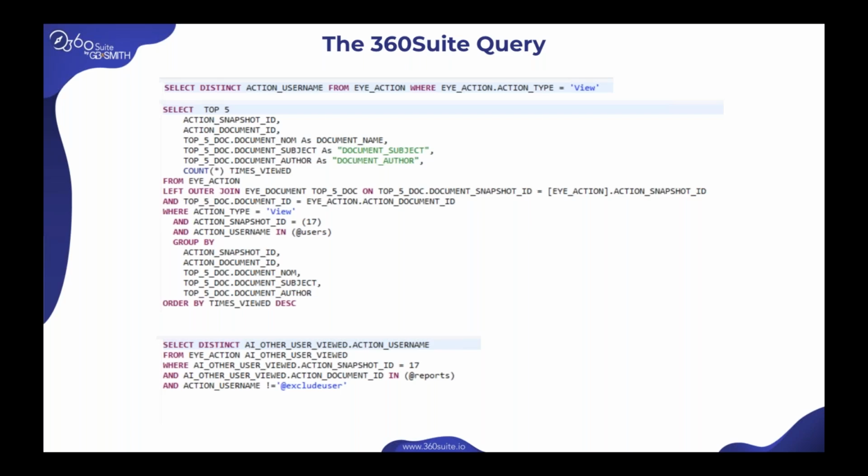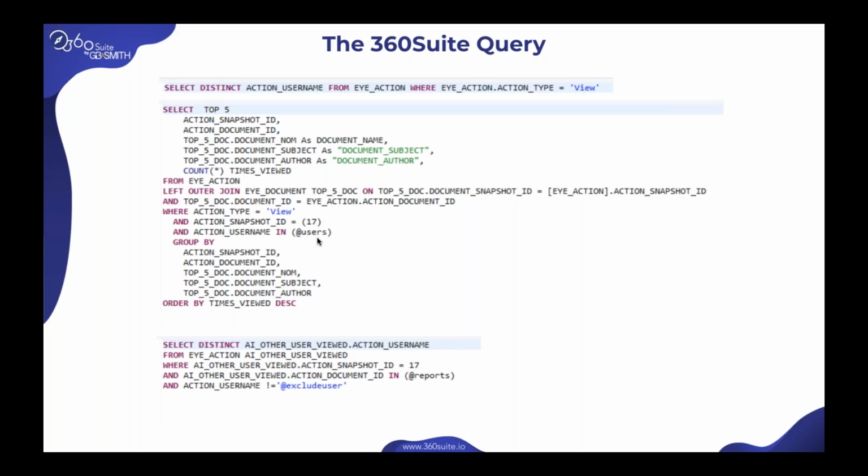The second one, and the largest one in the middle, is the query that generates the top 5 reports that any given user is leveraging. You might notice right in the middle, I don't know if you can see my cursor that well, you have a line in there that says an action username in users. And again, I don't want to get too much in the weeds with the technology here, but what that does is it allows you to throw a list of users at this query.